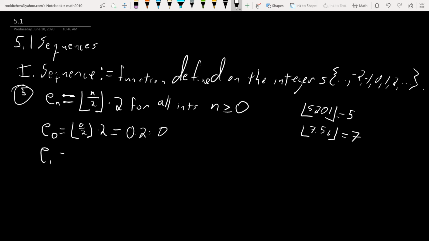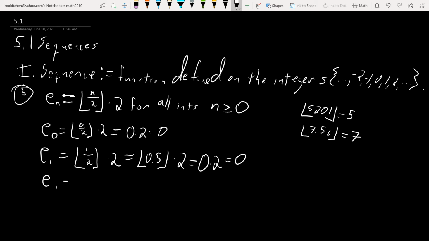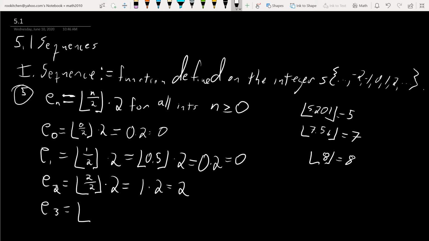Okay, E sub 1 is the floor of 1 over 2 times 2. 1 over 2 is the same as 0.5, right? And then if we round that down, it's 0. So again, it's 0 times 2, so it's 0. E sub 2 now: 2 over 2, which is just 1. And the floor of any integer is just, you get the integer right back. So the floor of 1 is just 1. So we get 2. E sub 3 will be the floor of 3 halves.